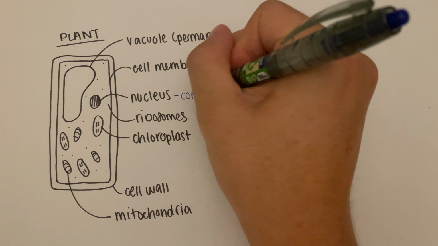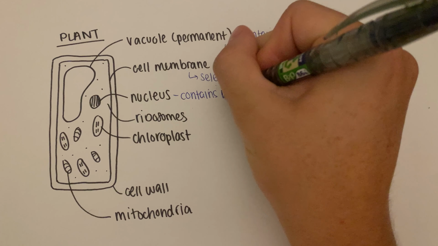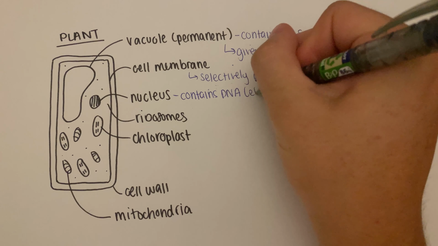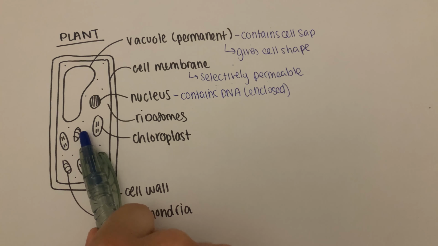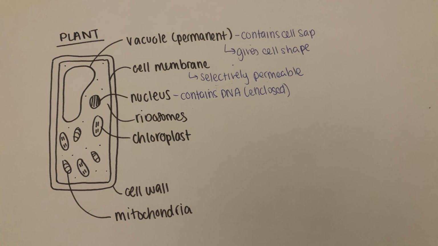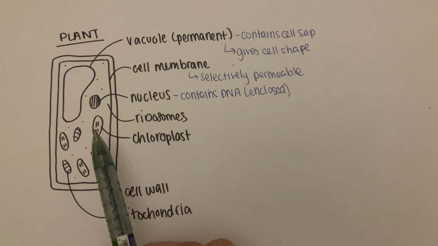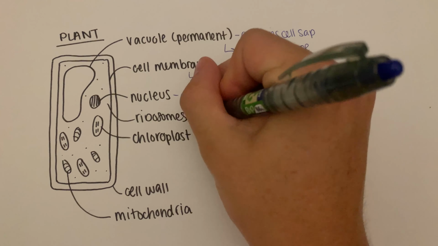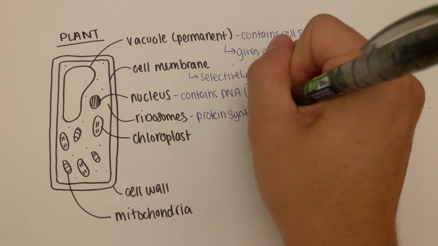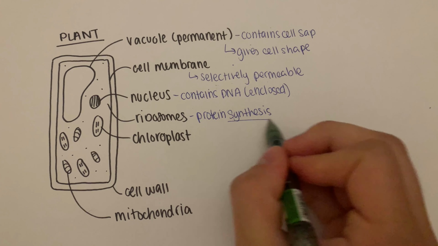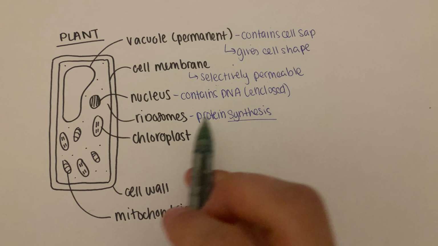Nucleus, it contains DNA, and it's enclosed, which means it's not free floating, which is free floating in prokaryotic cells such as bacteria. Ribosomes, like I said, protein synthesis. Synthesis just means to make. Protein synthesis means where proteins are made.